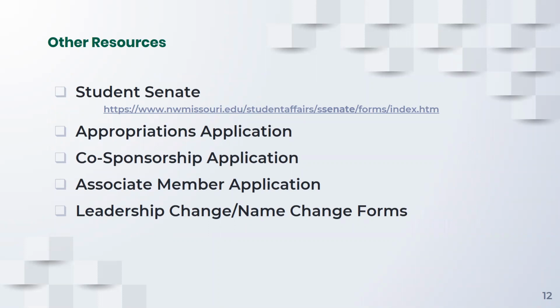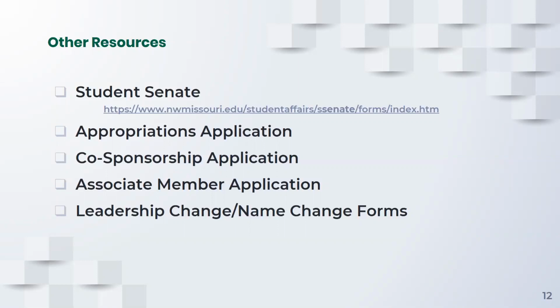Some of the other resources that are available specifically through Student Senate. Student Senate, as we said before, recognizes all student organizations, and so they're there to support student organizations as well. There's an application on their website for appropriations. All student organizations are eligible for up to $1,500 per year in appropriations or funding.